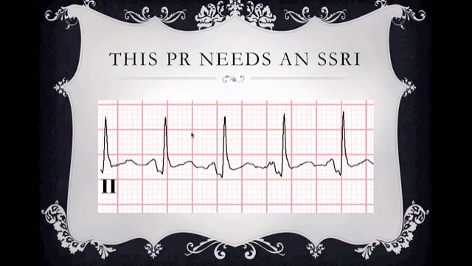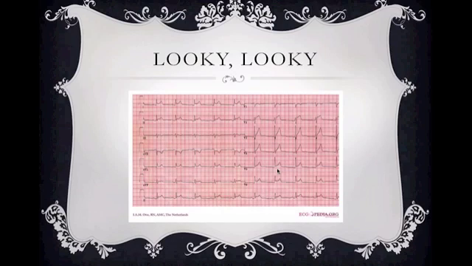So this PR needs an SSRI because it is depressed. All right. This is deep PR depression, classic of pericarditis. We have concordant ST elevation, but it is concave upward, which could be good. So this would be a pericarditis type elevation with this PR depression. All right. Well, looky. What do we got?